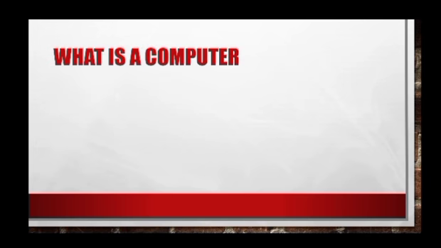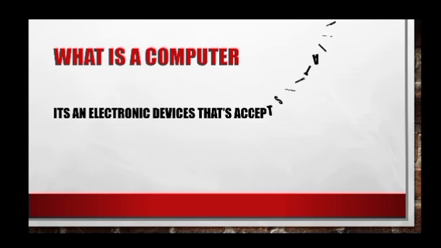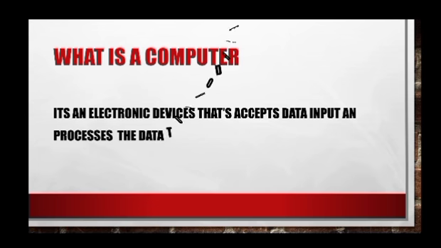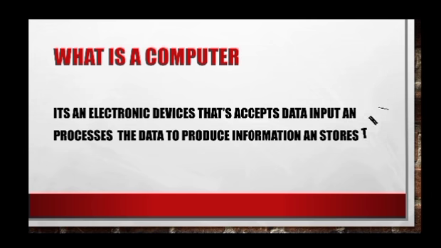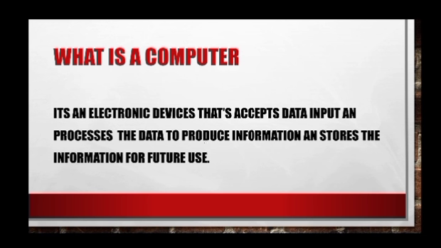So what is a computer? If you're told to define a computer, or you may be asked what is a computer? A computer is an electronic device that accepts data input and processes the data to produce information, and stores the information for future use. So if you ask what is a computer, you just define it as an electronic device.